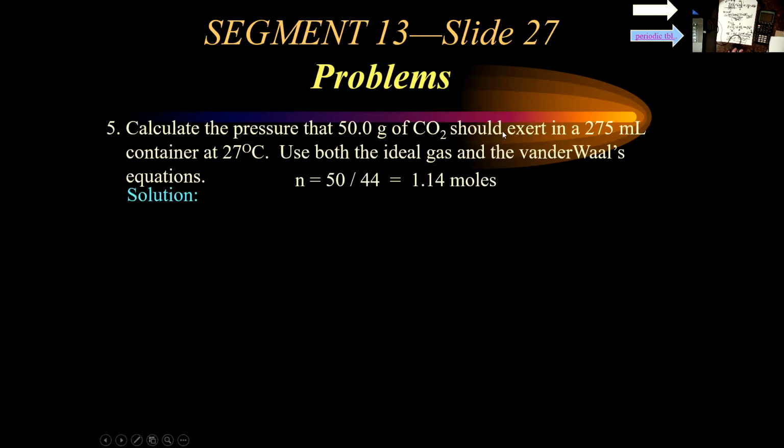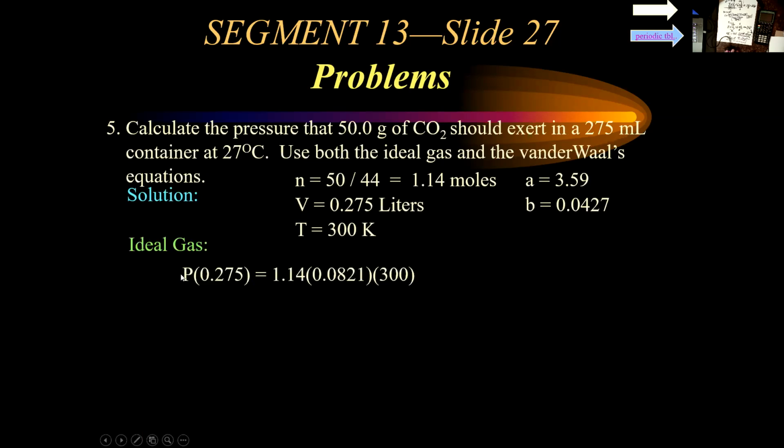Calculate the pressure 50 grams of CO2 should exert in a 275 milliliter container at 27 degrees, and use the ideal gas equation and the van der Waals equation. So let's do the ideal gas equation. Well, here's the numbers. The constants are this and this for CO2. The A constant is 3.59 in the appropriate unit, and the B constant is 0.0427 in its appropriate unit. Ideal gas equation, PV equals nRT. Pressure is 102 atmospheres if it's an ideal gas. Now it's a van der Waals gas.